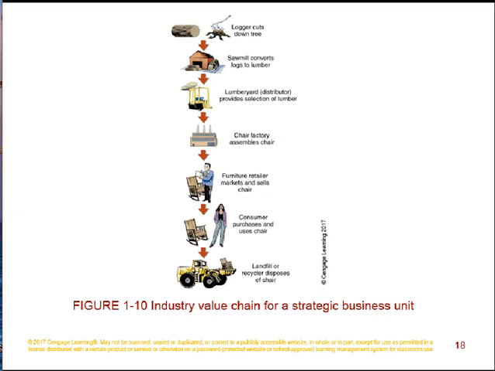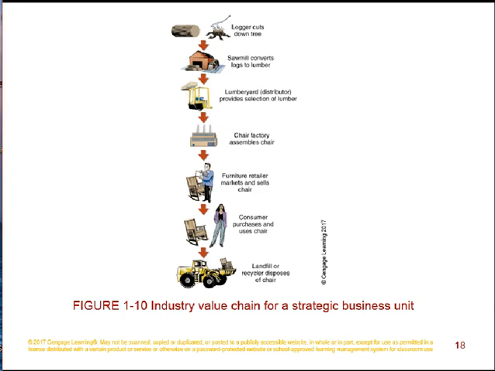So here's an industry value chain for a strategic business unit. As an example, a logger cuts down a tree, a sawmill converts logs into lumber, the lumber yard, in other words the distributor, provides a selection of lumber for a variety of customers. One of its customers might be a chair factory that assembles the chair.